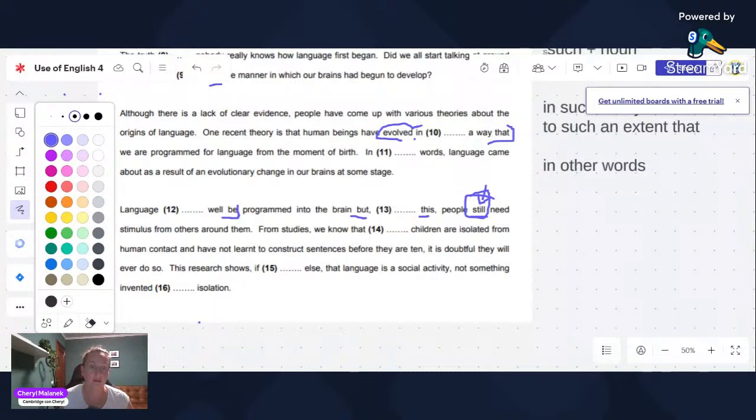So we know that if children are isolated, it is doubtful they will ever do so, to construct the sentences. We could use if or some words that replace if. So if children are isolated or when children are isolated would work as well here. If or when. So this is grammar. Do we know the technique to spot the grammar here?